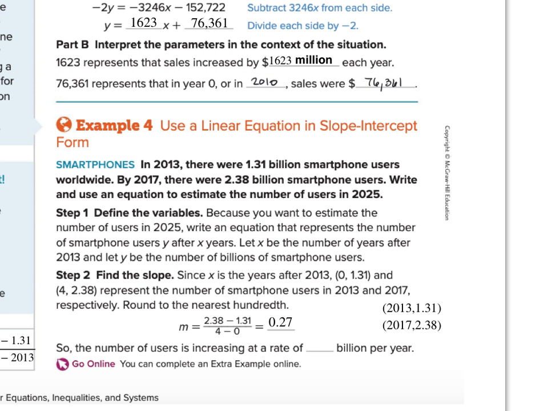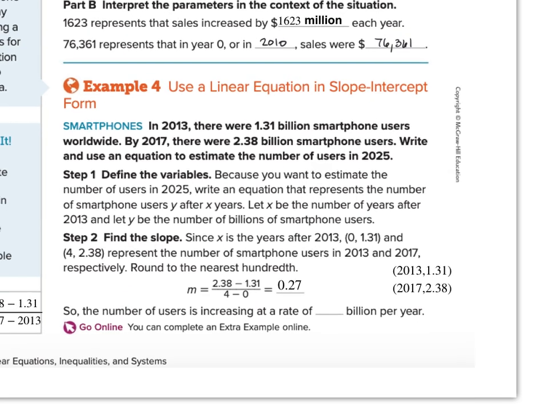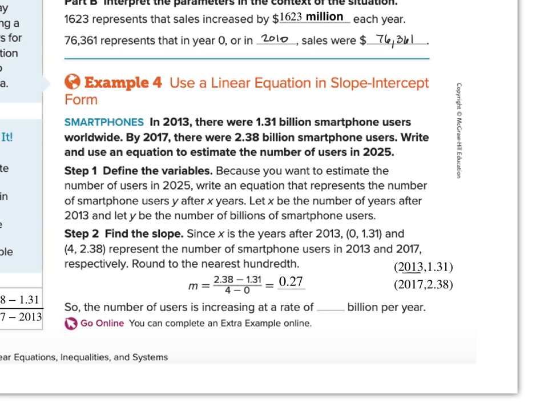And if I think about a starting point, in order to create a slope, you can do it with 2 points. And that's what I've sort of shown you here: in 2013, we had 1.31. In 2017, we had 2.38. So that's what they did here. They took those values and they came up with the slope, which was 0.27. 0.27 is my slope.